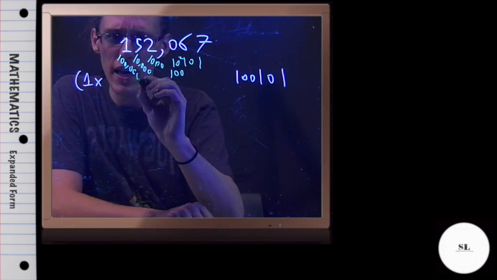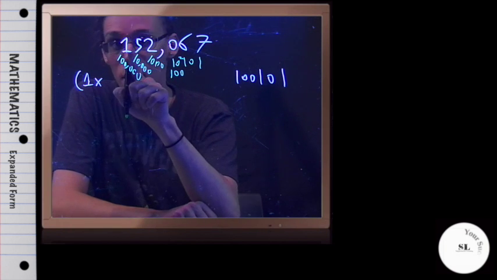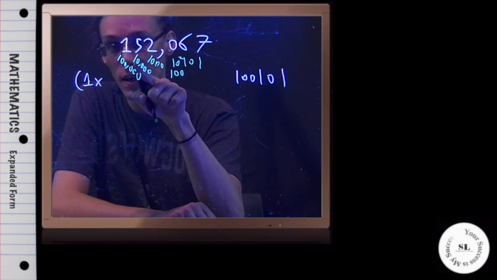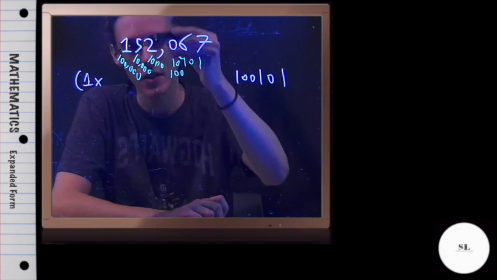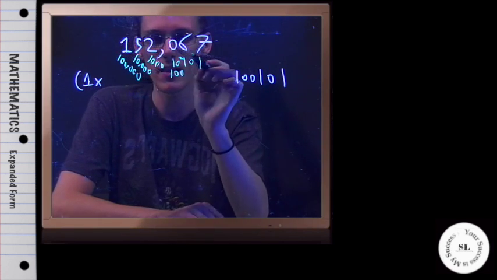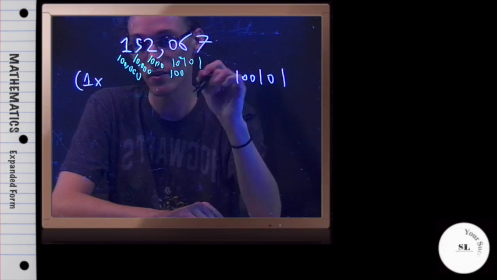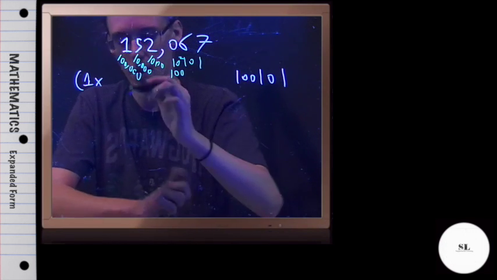And think of how you say this as well. 152,067: 100,000, 50,000, and 2,000. And we also say this as 67. We don't usually put the "and" in there, but you could say it that way.